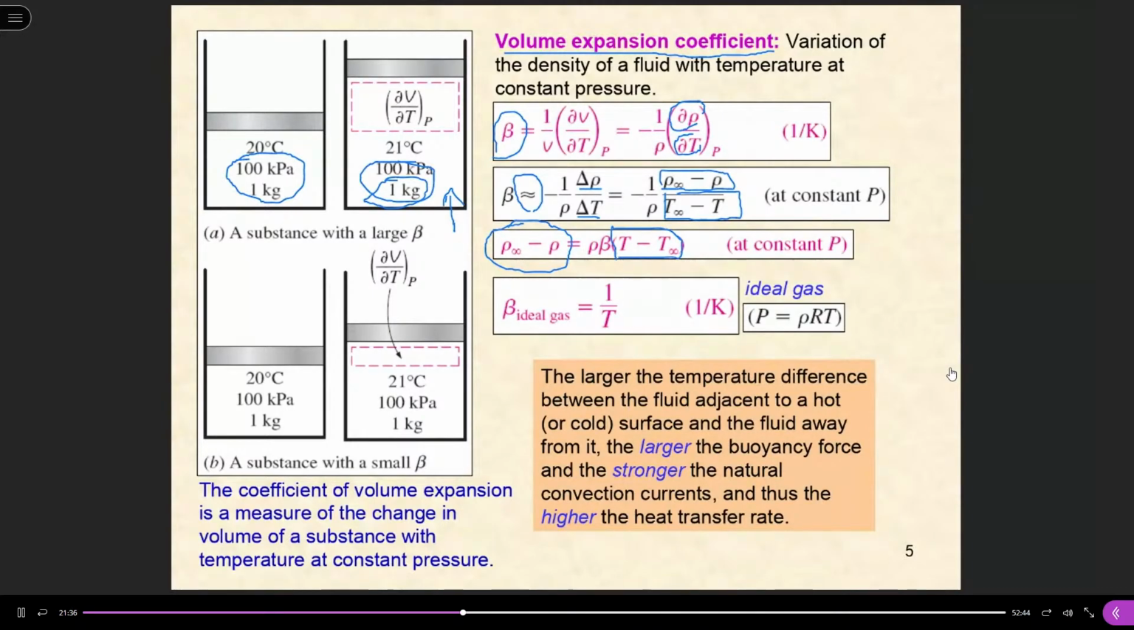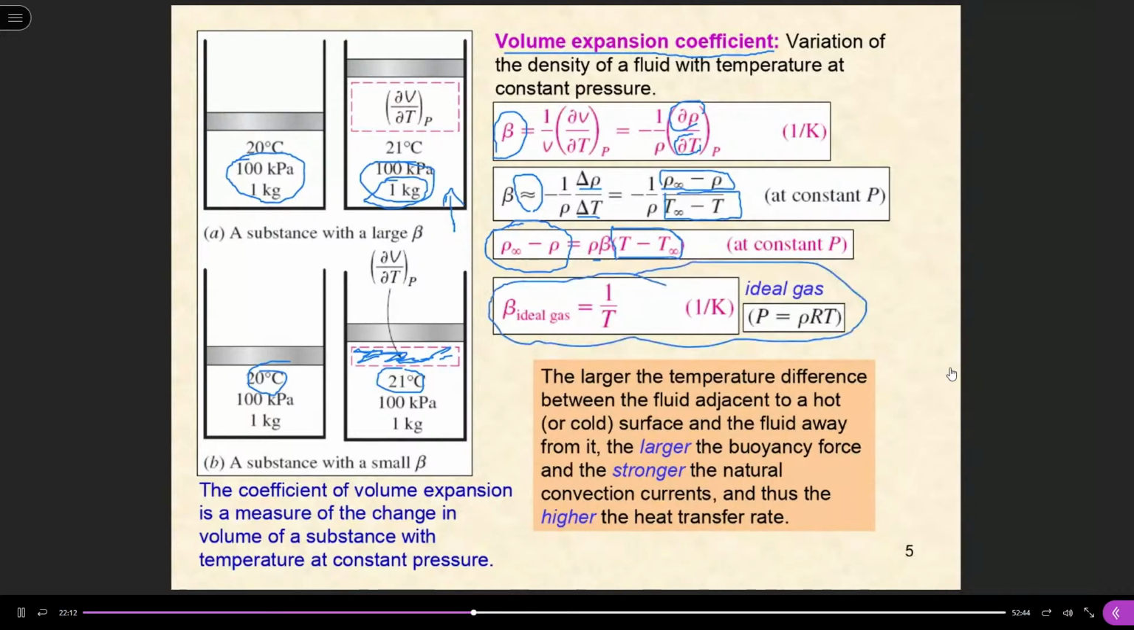In other words, when a gas expands in a small volume, the change of the density will be equal to this coefficient beta times the temperature difference, so the temperature varies by 1 degree, then times the original density. That is how much it has changed.